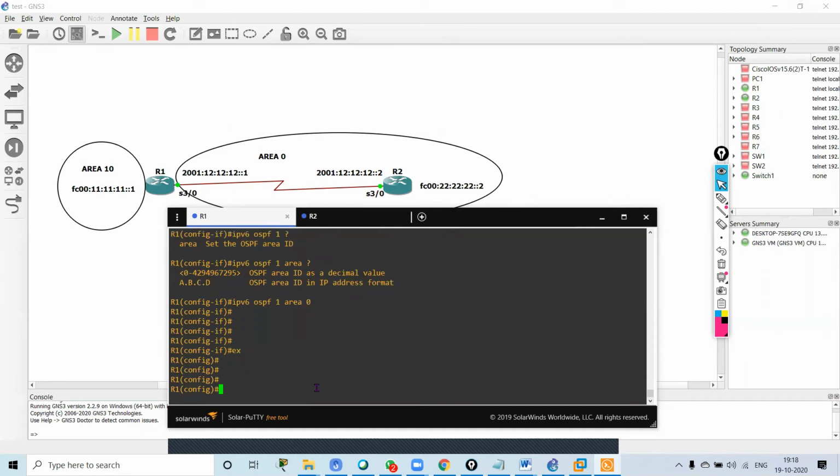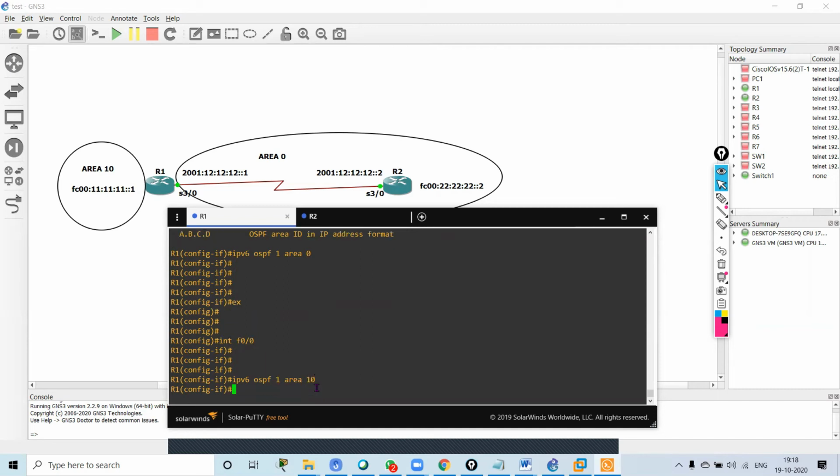This is how you configure OSPFv3. See, interface FastEthernet 0/0, IPv6 OSPF 1. My LAN of R1 will be in area 10. Understood?